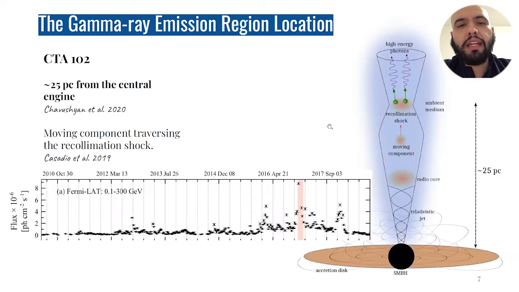So let's start with CTA 102. The gamma ray emission region was found to be located by the quasi-stationary component in the VLBI images of the parsec scale jet, which is located at approximately 25 parsecs from the black hole. This was found due to the contemporaneity of the gamma ray flaring activity of early 2016 to early 2017 and the interaction between a moving component and a recollimation shock.